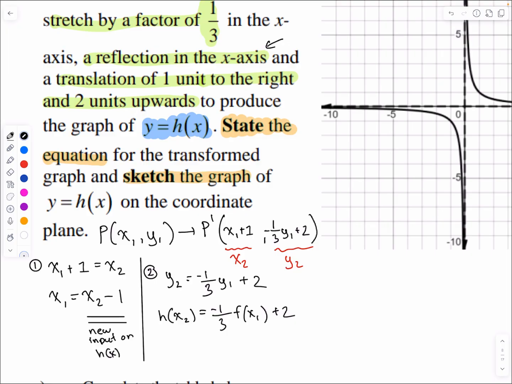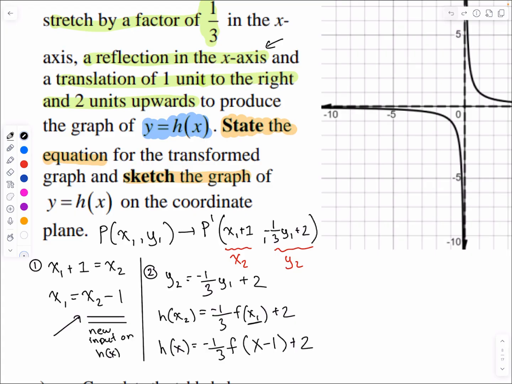So what we can do now is simply pop into here what we did over here. We have our function h of x is equal to negative 1/3 f, and I'm not going to write these subscripts, but that's the same thing as saying x minus 1, and then we're tacking on a plus 2. Again, I just removed those subscripts, but I could have put a 2 there and a 2 here, and then we have everything in terms of our new inputs x2.